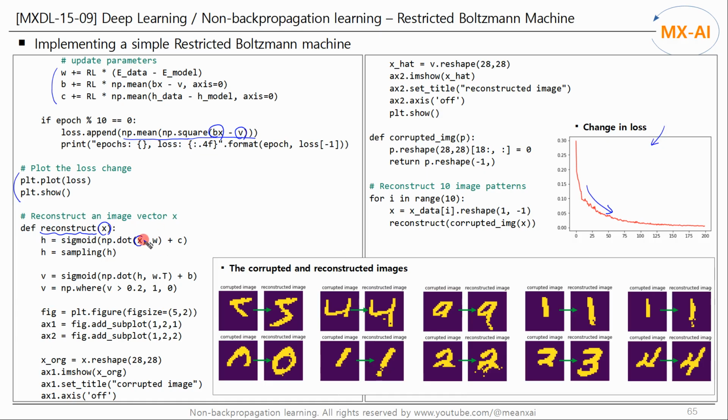We input a data point x into the model and get the reconstructed V. Plot the corrupted image and plot the reconstructed image. Next, we write a function that generates a corrupted image pattern. This will erase part of the bottom of the MNIST image like this. Finally, we reconstruct the 10 image patterns. The results are as follows. You can see that the corrupted images have been successfully reconstructed.